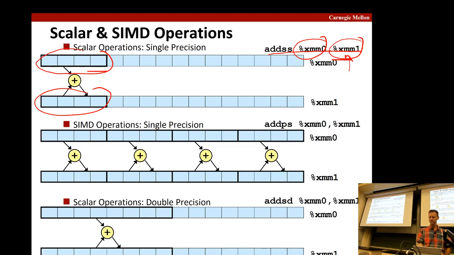But if you have this P here, then it says, oh, I'm going to take 4 of these guys and do that same operation in parallel. Okay, and similarly for double precision, there's a version that just does the low order parts, and there's a version that does both of them at once. Okay.